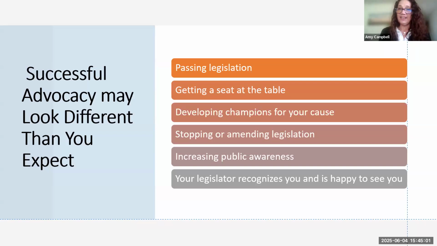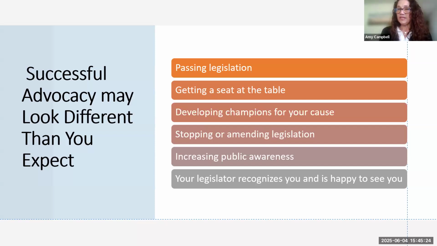Maybe what you were just advocating for was just getting a seat at the table, getting a position added to a stakeholder committee or to a task force or something like that. Right now, successful advocacy would be developing more champions for disability issues.